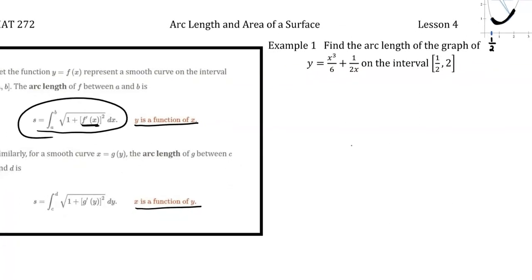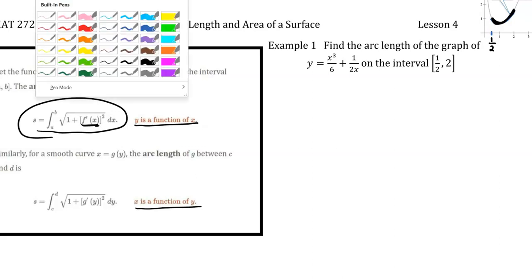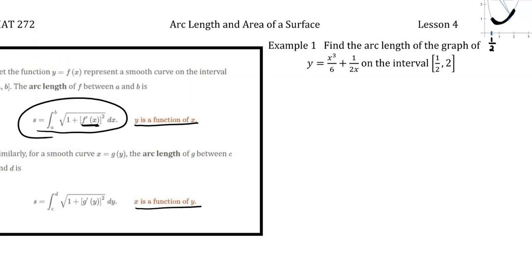Before I do that, I'm just going to rewrite y as 1/6 x cubed plus 1/2 x to the negative 1. And now I will go in and take the derivative of that. Y prime, bring down the 3, new exponent on x is 2. Bring down the negative 1, new exponent on x is negative 2. So again, be careful here, y'all. We're taking derivatives, not integrals.